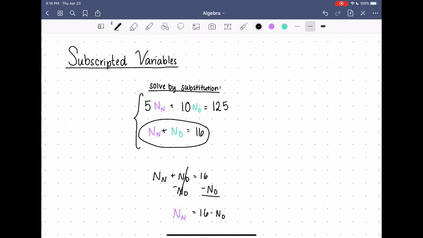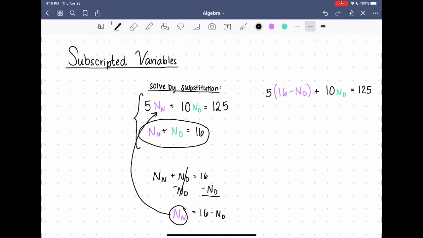And now I can take this value and plug it in for the number of nickels in my first equation. So I'll rewrite that over here. We have 5 times the whole number of nickels, which was 16 minus the number of dimes, plus 10 times the number of dimes equals 125. And now that I have all the same variable, I'm able to combine all these like terms. I made it so that I have like terms to combine.